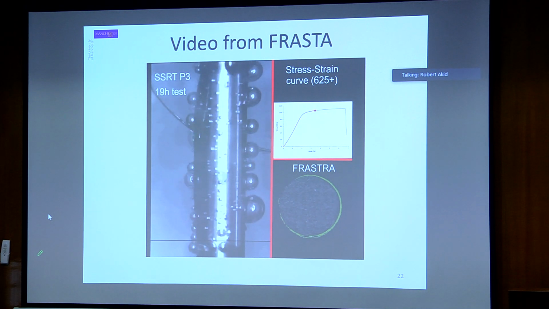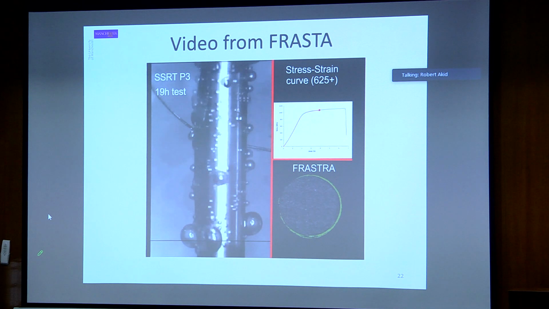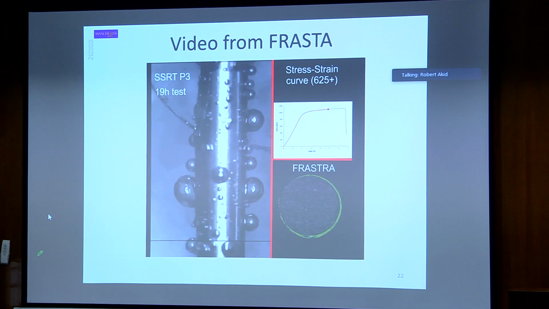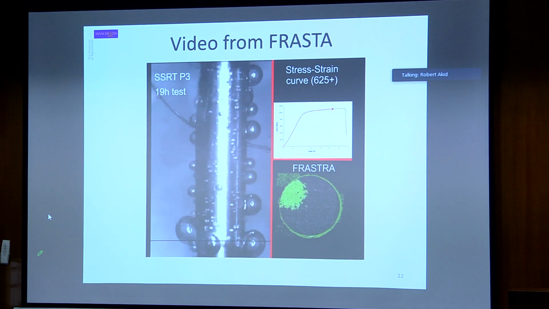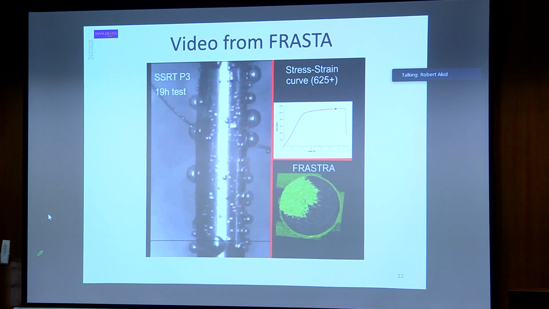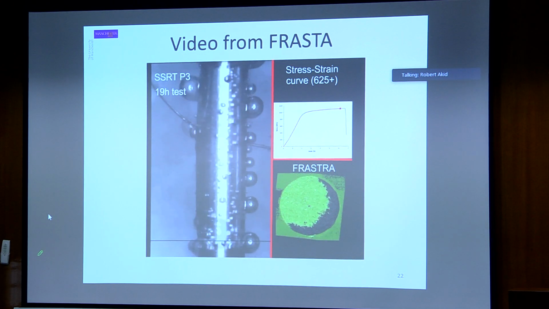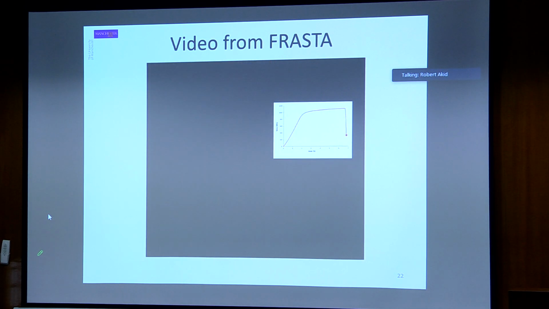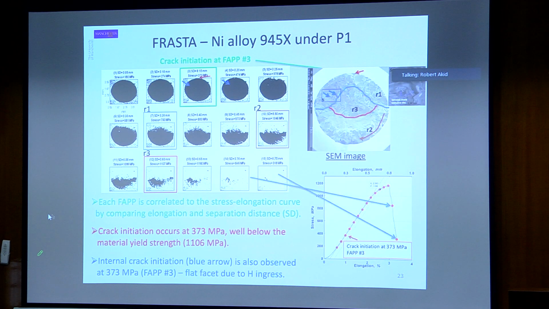And so this material, this is a 625 nickel alloy, and it's not until well above yield point that we start to see the damage occurring, and that damage continues to occur across the surface until eventually we get a failure of the sample. And this is just a deconstruction of all the data from the beginning of the test all the way through to the final failure.